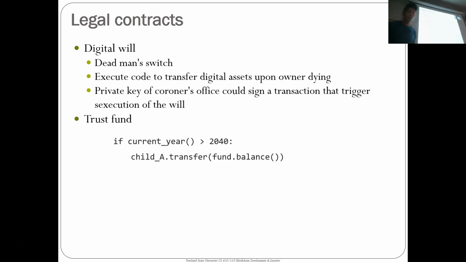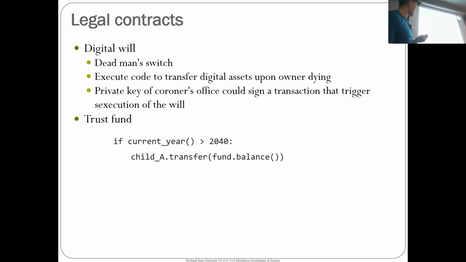You could do a digital will on a contract. So this is a dead man switch. So you can execute code in a will to transfer any kind of digital assets upon the owner dying. And then the idea would be maybe the coroner's office has a private key that could be used to sign a transaction that triggers the execution of your digital will on the blockchain.